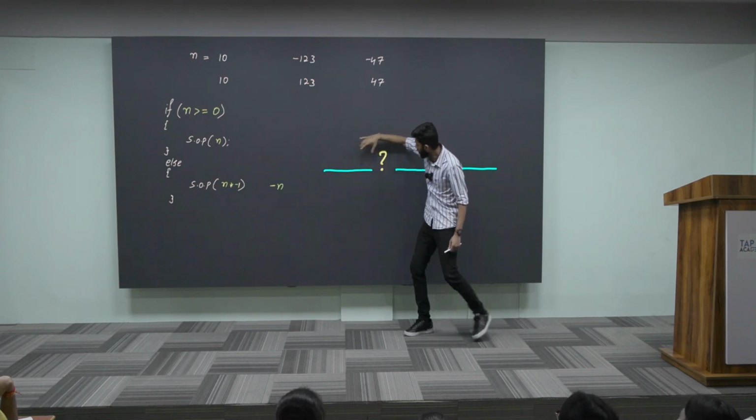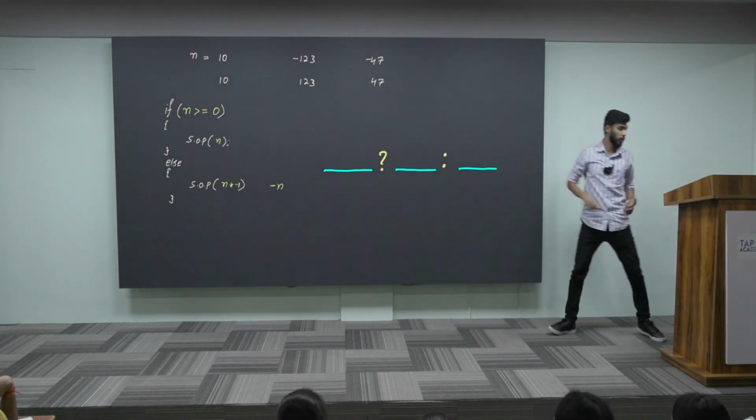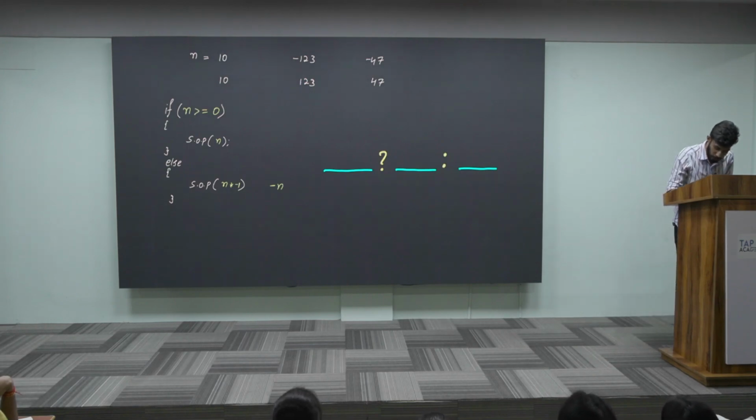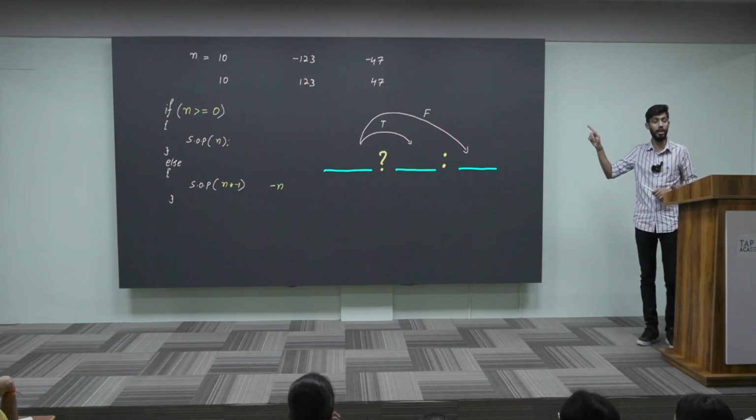If it is true, this will execute. If it is false, this will execute. So basically, if this part of the code is true, then this shall execute. If it is false, this shall execute. Is it clear to everyone?